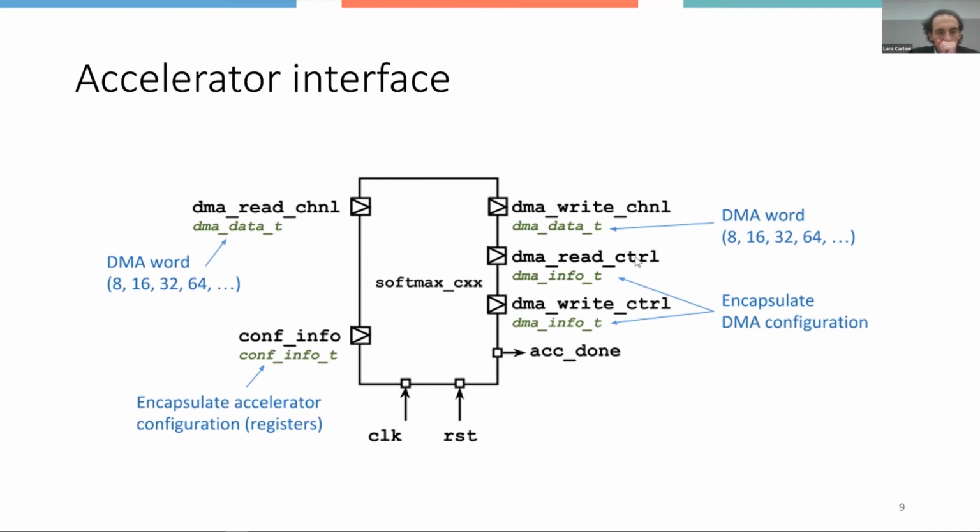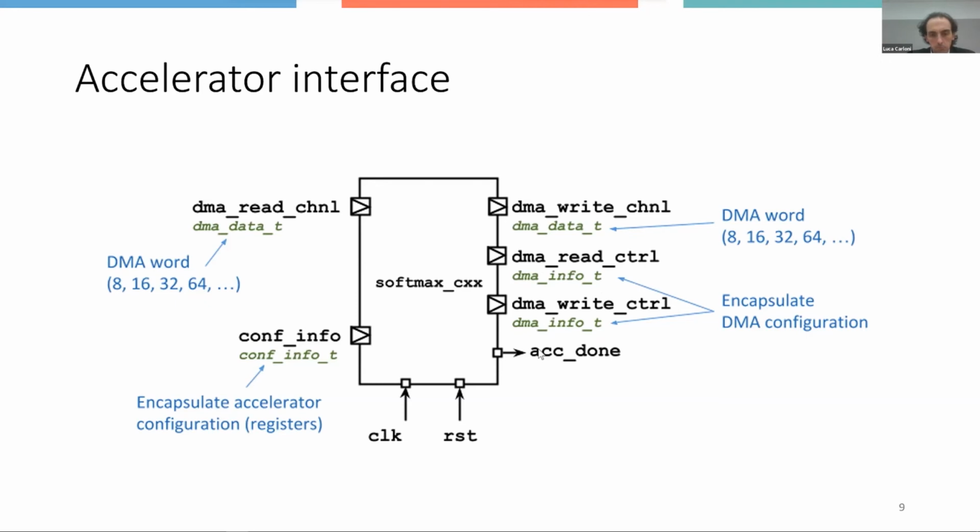We have a couple of ports for read and write operations. Then we can transfer data from and to the main memory via this DMA read channel port and DMA write channel port. Finally, there is a port to notify the completion back to the software application, that can be mapped to a register or to an interrupt.